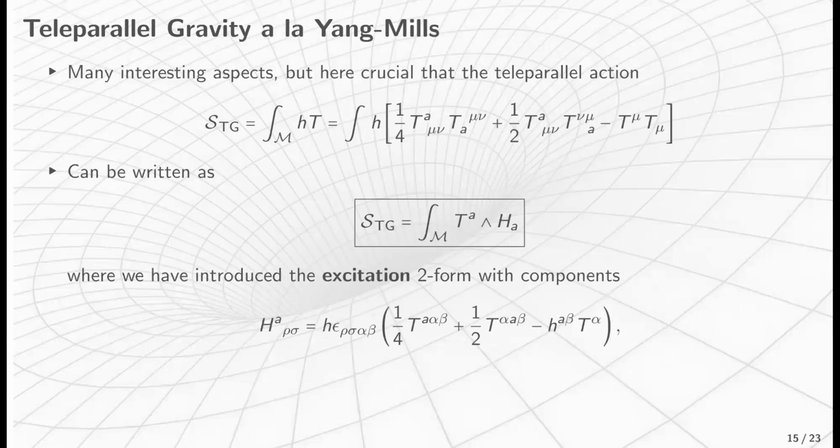So there are many interesting things, but if it is quadratic in a field strength, if it's quadratic in a torsion tensor, this means that in the language of differential forms, you can rewrite this as a torsion form wedge some other form, which we call the excitation 2-form. And this excitation form, the explicit expression is given here, and if you multiply this and look at the components, you will see that it's exactly this. So that means that this is a very nice differential form transcription of the expression which we have here. And you see that it's a product of the torsion wedge the excitation form.